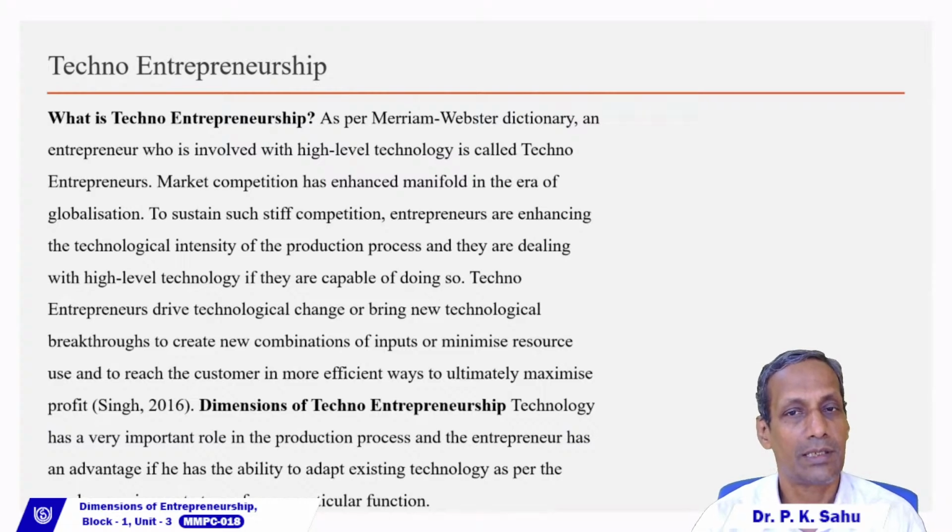They embrace digitization, disruptive technologies and emerging technologies to drive technological change or bring new technological breakthroughs to create new combinations of inputs or minimize resource use and to reach the customer in more efficient ways to ultimately maximize profit. So the various dimensions of techno entrepreneurship are: technology has a very important role in the production process, and the entrepreneur has an advantage if he has the ability to adapt existing technology as per the need or can innovate to perform a particular function.